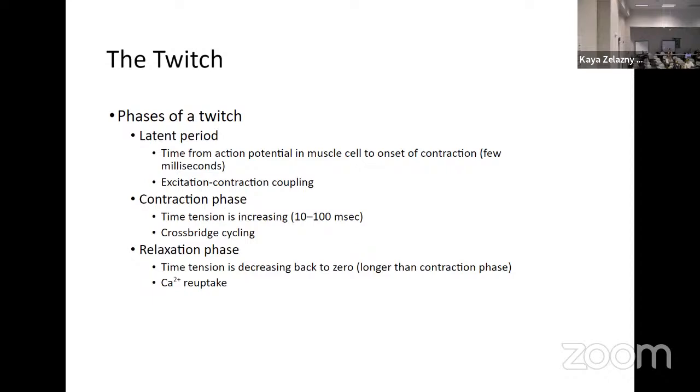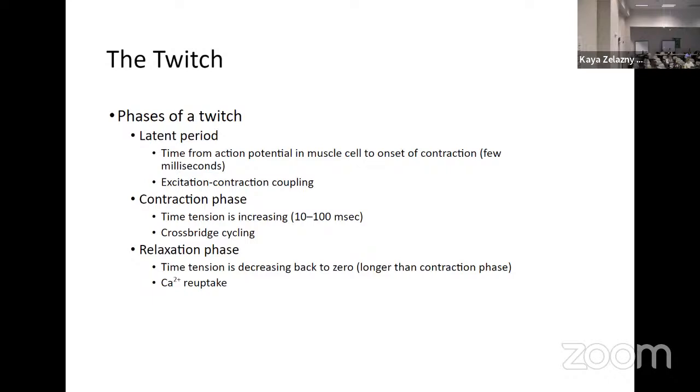This has to let sodium ions in. That creates a depolarization. That depolarization or action potential has to travel out from where the nerve was, down the T tubules, has to release calcium. Cross-bridge cycle has to begin. So there's a lot of steps, basically. So there's a latent period at the beginning of the twitch.